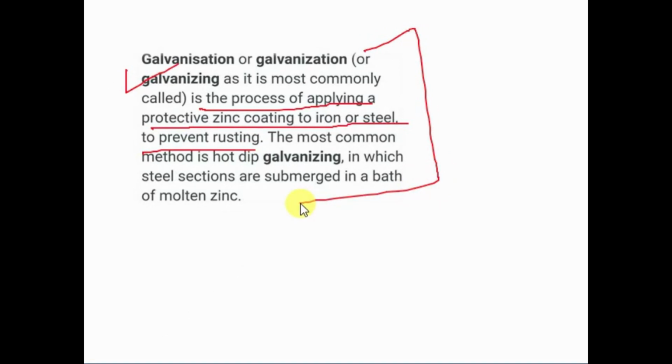Now the other method for the prevention of rusting is electroplating. Metals are covered. Metals को हम coat कर देते हैं. For example, you have gold, you have silver, so उसको हम plate कर देंगे, so that will increase the life of that particular metal. So that is electroplating.